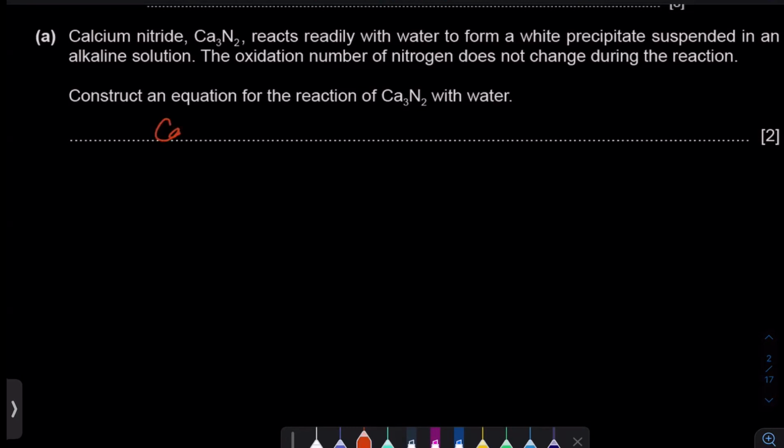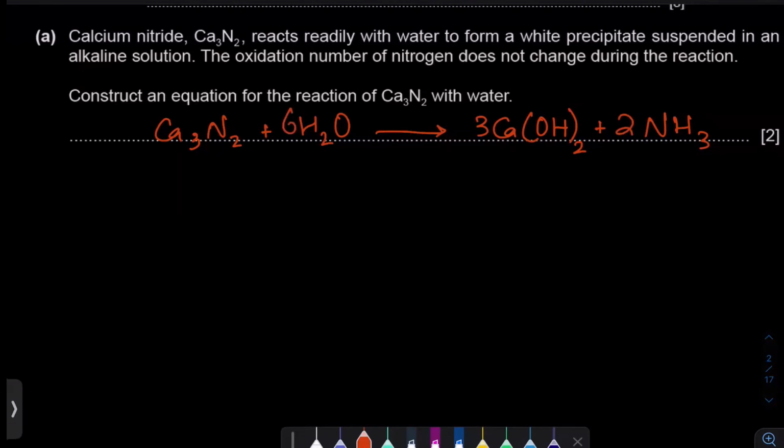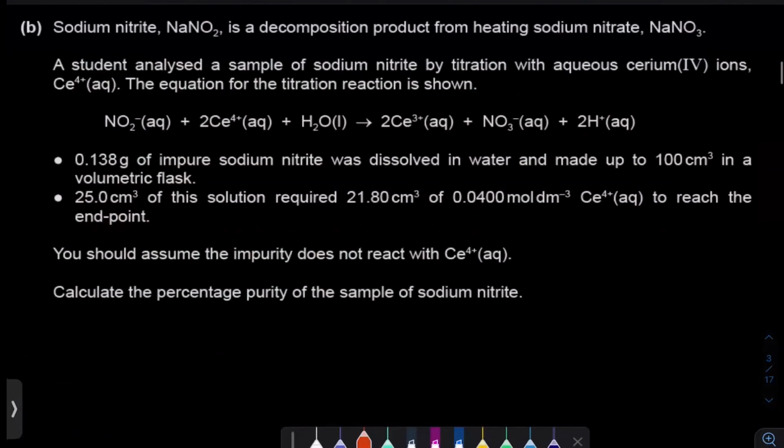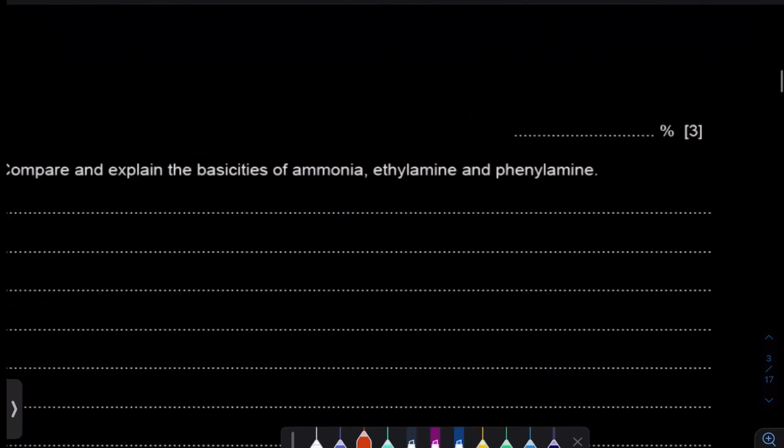Constructing the equation for this reaction, ठीक है, Ca3N2 plus H2O. Water will provide H and OH, so OH will form calcium hydroxide जो कि suspended precipitate है, and ammonia will be made. ठीक है, बैलेंस करना होगा इसको. Okay, done. Clear? आसान था. Okay, if this is moles, I'm gonna skip this.